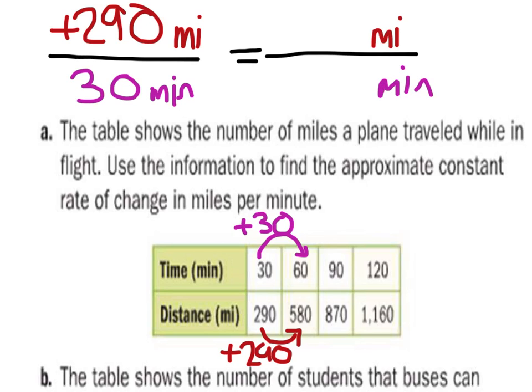What does this simplify to? 29 thirds, right? So 29 thirds. Well, this is just 29 miles in 3 minutes. Hey, that's pretty fast. All right.